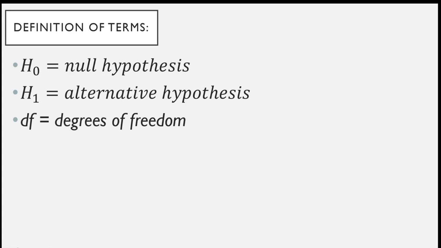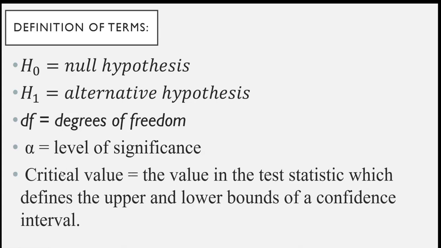H sub 0 represents the null hypothesis, H sub 1 represents the alternative hypothesis, df represents the degrees of freedom. Now the degree of freedom is important for finding critical values for inferential statistic tests since they relate to the size of the sample. This is the maximum number of logically independent values also, and the values that have the freedom to vary. The Greek letter alpha represents the level of significance. For Pearson, we usually use 0.05 level of significance. Next is our critical value.